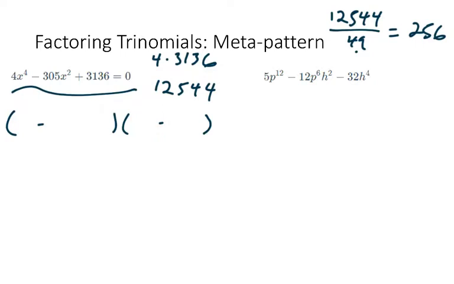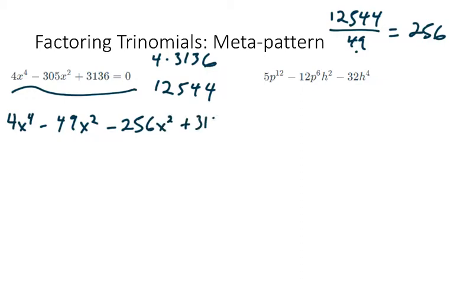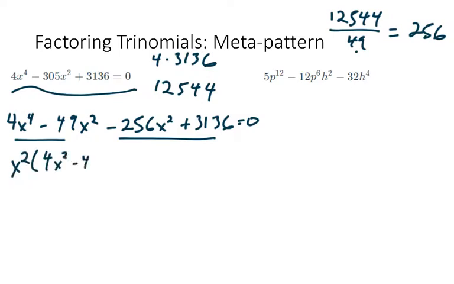So that tells me that in making this ultimate pattern here, remember, I'm first going to do the grouping, but I'm going to end up with the negatives here. So I'm going to have 4x to the 4 minus 49x squared minus 256x squared plus 3136 equals 0. And then I'm going to do this factor by grouping. So looking at it like this, I can pull an x squared out of both of these, and then I'll have a 4x squared minus 49.